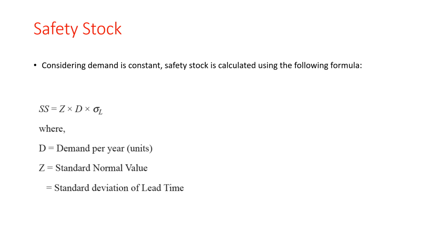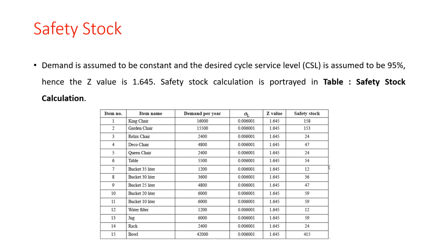To determine the safety stock, the lead time is considered, maximum or minimum. The lead time is collected from the shop manager, and it varies between 2 and 8 days. Okay, considering the 2 and 8 days. Here the demand is assumed to be constant and the desired cycle service level, that is CSL, is assumed to be 95%. Hence the Z value is 1.645.